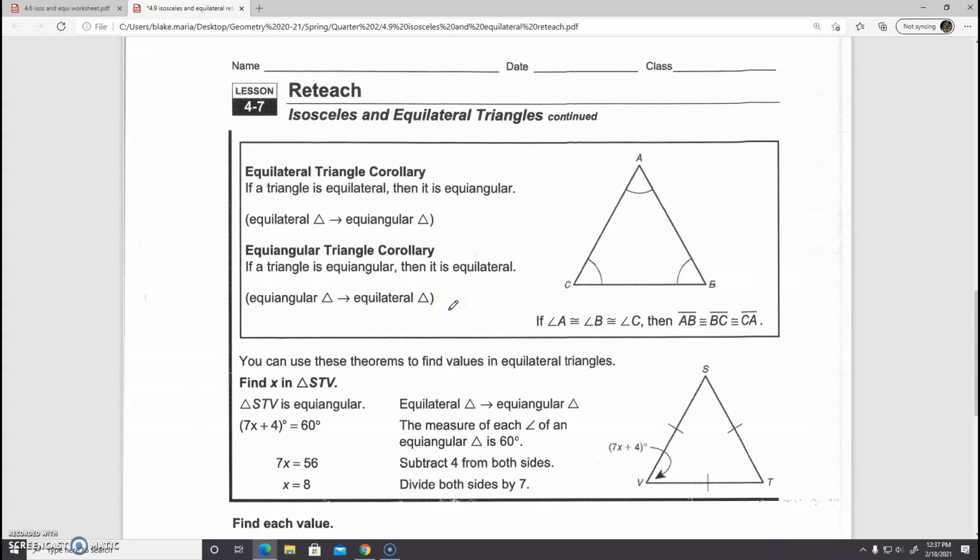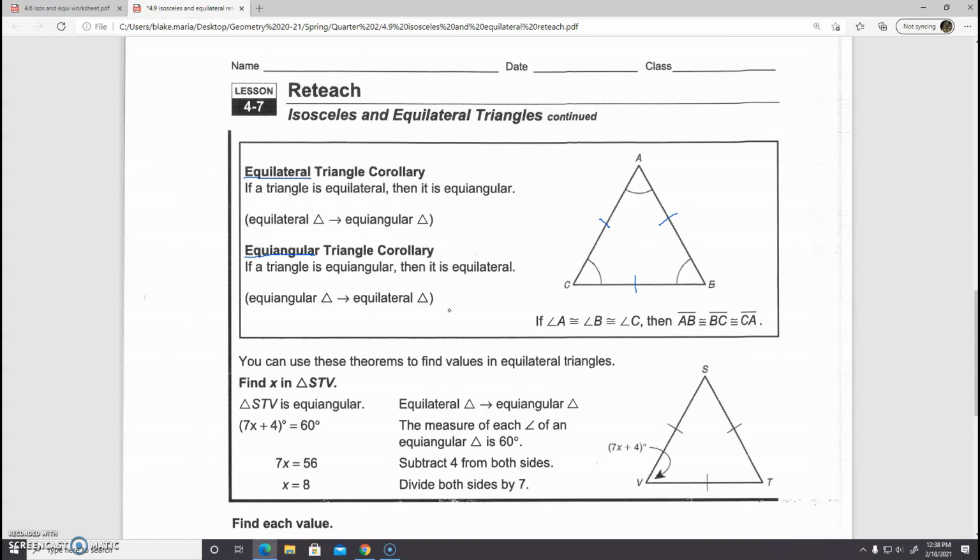equilateral. So again, we kind of talked about how these go hand in hand. If you tell me that all the sides are equal, then you know all the angles are equal. And if you tell me all the angles are equal, then you know all the sides are equal. And that's what these two corollaries are saying. So in this picture, we know it's equiangular. If all these angles are equal, we know all the sides are equal as well. So if it's equiangular, then it's also equilateral, and it goes back and forth.